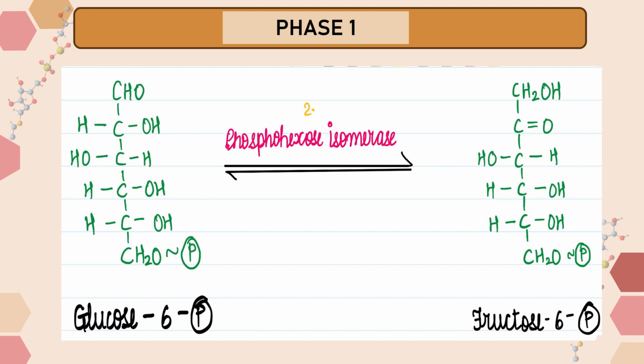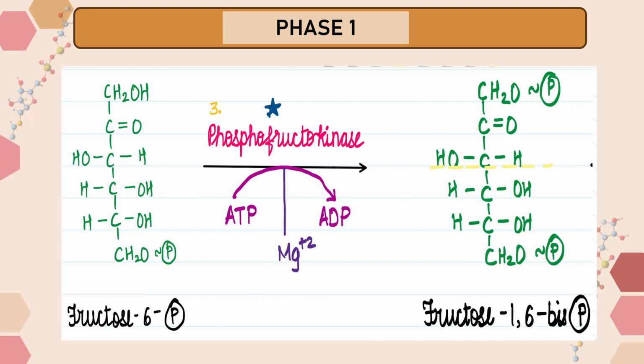Phosphofructokinase, the next enzyme, then adds another phosphate from ATP. This is the checkpoint, the big commitment step. Result, we get fructose 1,6-bisphosphate, that is a fructose molecule with a phosphate attached to the first and the last carbon.